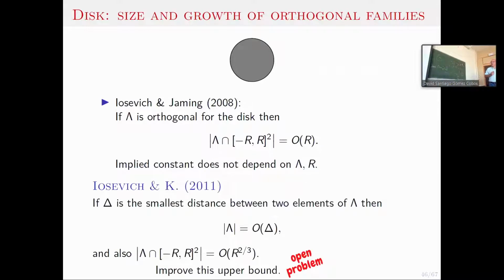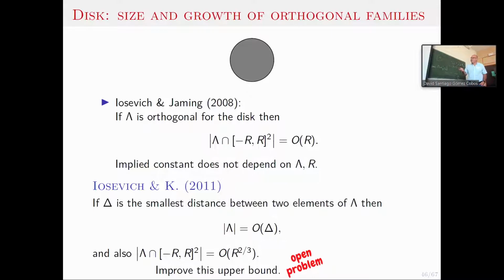What I'm going to say now, and I will describe this in some detail, is an improvement of this result by Mihalis and myself, that the bound, which is of order r here, can be reduced to r to the 2/3. And we don't know if that's optimal. We believe it's not, but we don't know how to do it. And this bound arises in the following way.